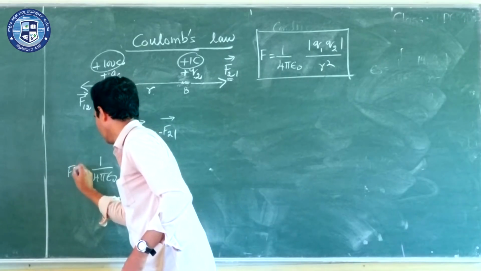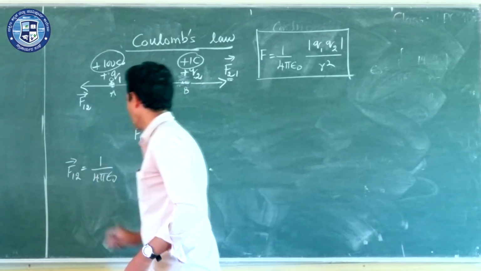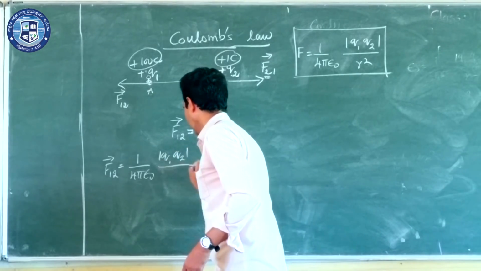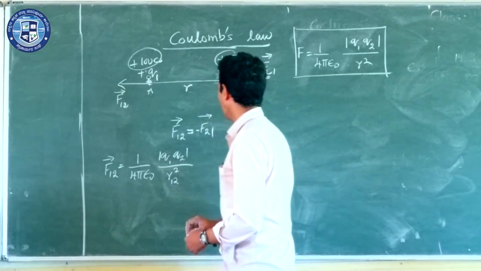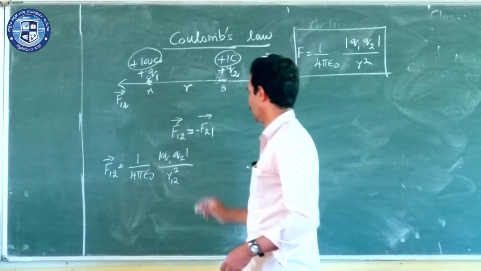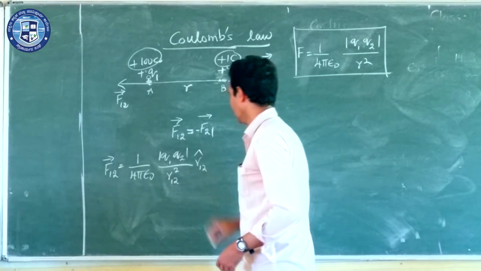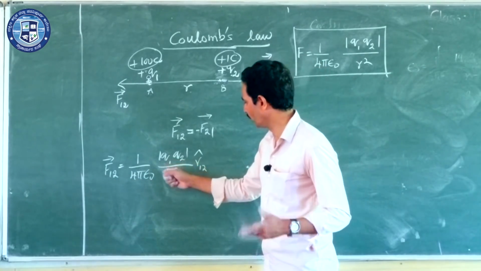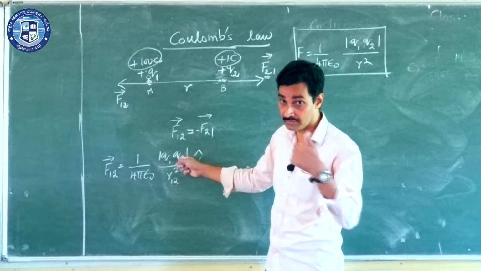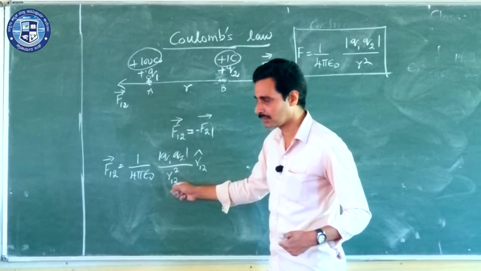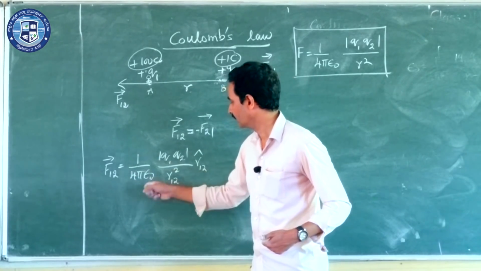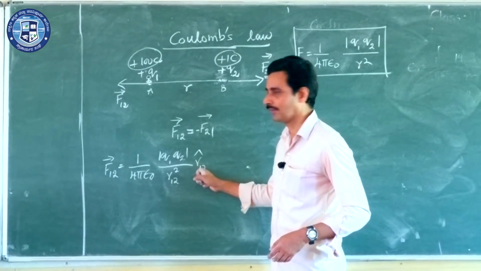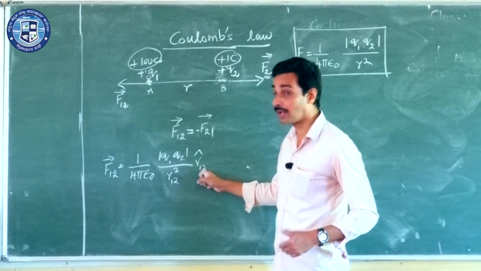So I will write F12. Simply, F12 is equal to 1 by 4 pi epsilon naught Q1 Q2 by R12 square, and R12 cap. Here R12 is the distance from 1 to 2, and R12 cap is there because the left hand side is a vector, whereas on the right hand side there are no vectors. Charge is a scalar quantity, the distance is squared and is a scalar, and permittivity is a scalar, it is just a value, it has no direction. This is a vector, R12 cap.